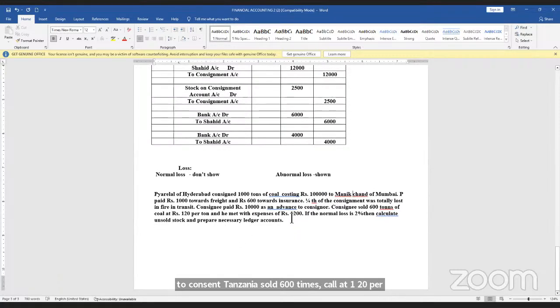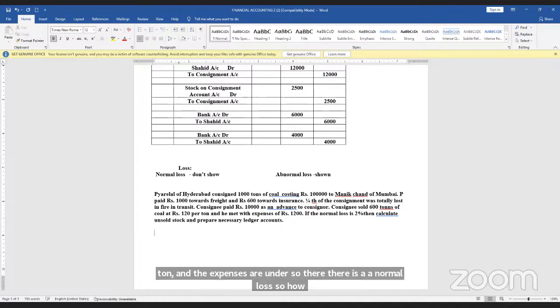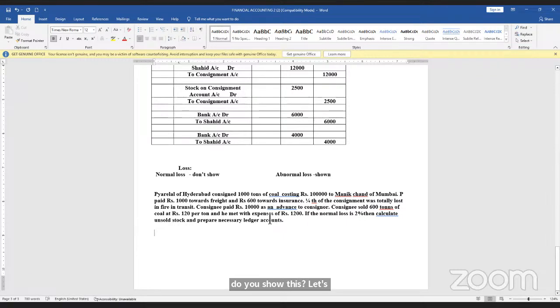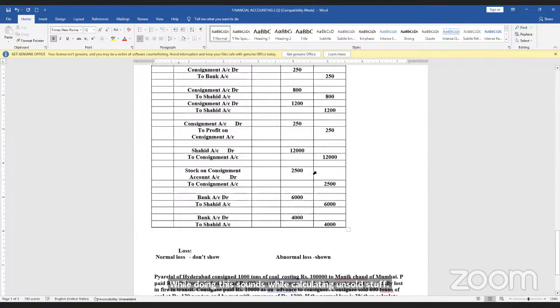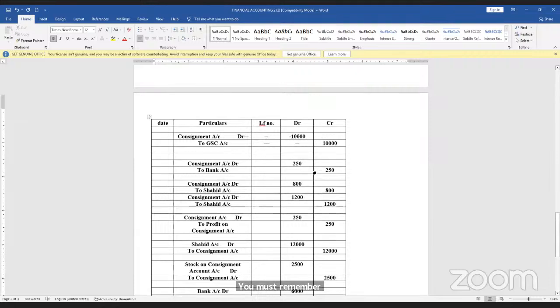So there is a normal loss. How do you show this? First we are asked to calculate the unsold stock and also prepare ledger accounts. While calculating the unsold stock, you must remember the consignment unsold stock.